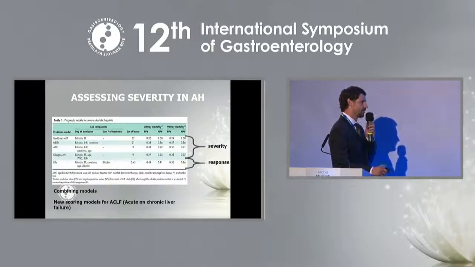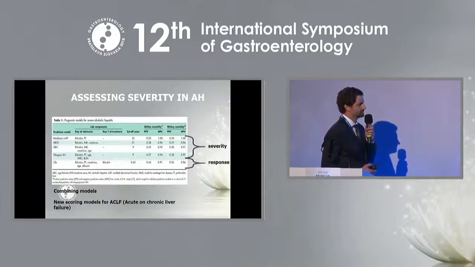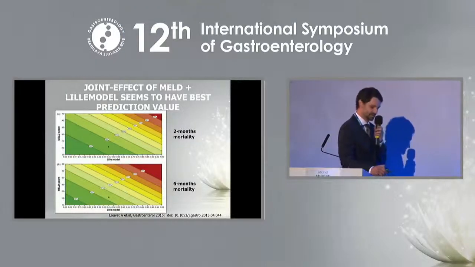We want to be as accurate as possible, so we can combine these models, or we can use the new kids on the block, which are the new scoring models for the newly defined syndrome, acute on chronic liver failure. We don't have much time to discuss that. So briefly, if we combine the Lille model with the MELD score, we get the best accuracy. For example, if your patient after 7 days of corticosteroids has a Lille model of 0.2 and a MELD score of, let's say, 21, the probability of death is less than 10%.